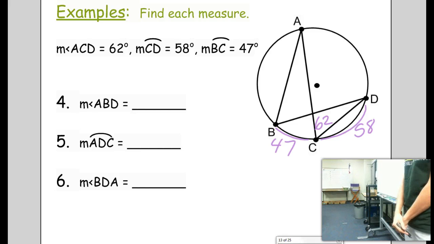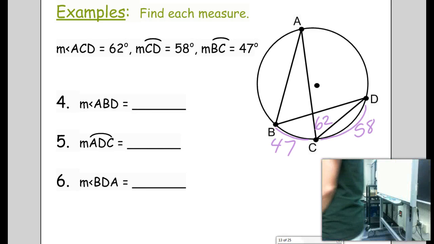I'm sorry, what? Because I didn't want you to work ahead. It's right, this is labeled. It's right here. Oh, the letters. Yep, yep, yep.